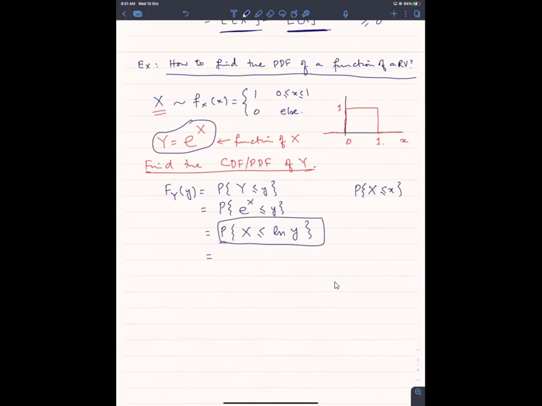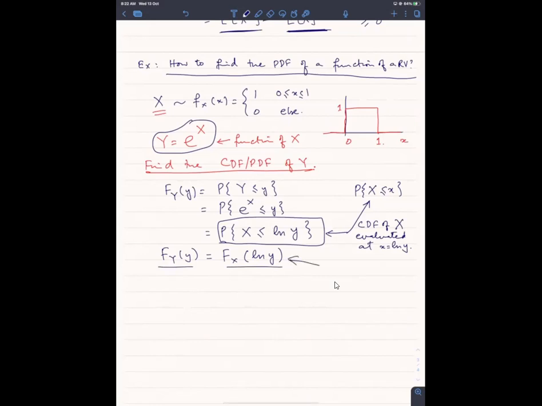ठीक है? So if you look at it and compare it with this, you will see that this is the CDF of x evaluated at small x equal to ln y. So this is really Fx evaluated at ln y. So Fy of y. यहाँ पे हमने क्या किया? This is the CDF of y on the left hand side. On the right hand side is the CDF of x.